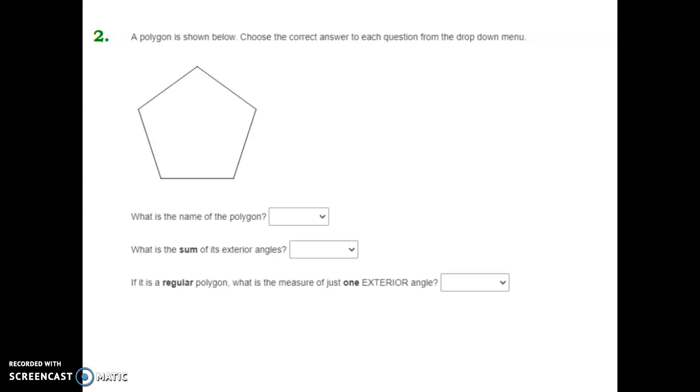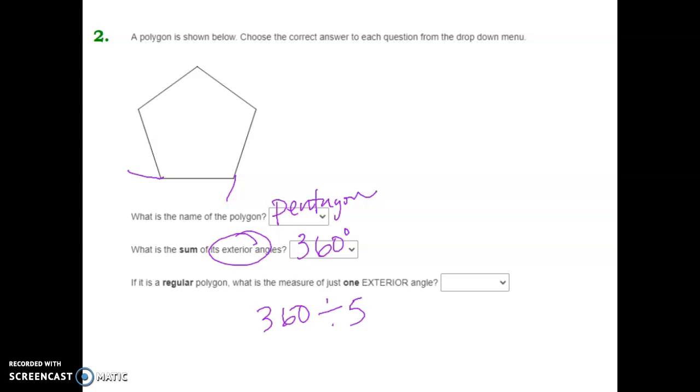Number 2, this has 5 sides, so it's a pentagon. The sum of the exterior angles, so that's always 360 degrees. And if it's a regular polygon, what's the measure of just one exterior angle? Well, we're going to take our 360 and we're going to divide by how many there are, which there should be 5 exterior angles. 1, 2, 3, 4, 5. And when we do that, we get 72 degrees.